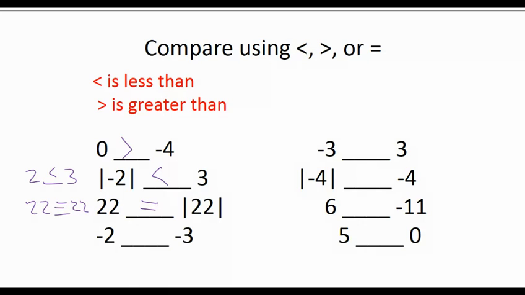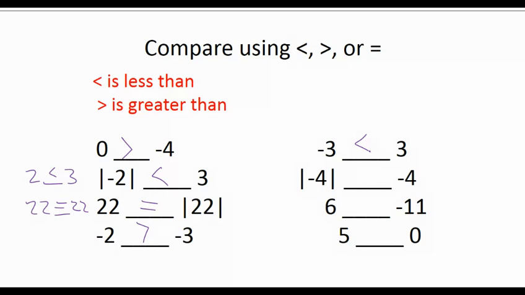What about the next one? This is one I see people struggle with. We're comparing negative 2 and negative 3. Is negative 2 greater than or less than negative 3? Again, think in terms of temperature. Is negative 2 degrees warmer than negative 3 degrees or colder than negative 3 degrees? It's warmer, so that means it's greater. So negative 2 is greater than negative 3. What about negative 3 and 3? Well, negative 3 degrees would be colder than 3 degrees, so it'd be less than.